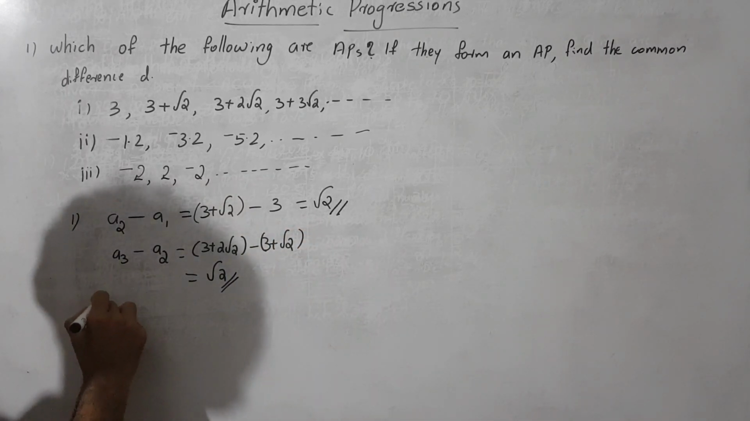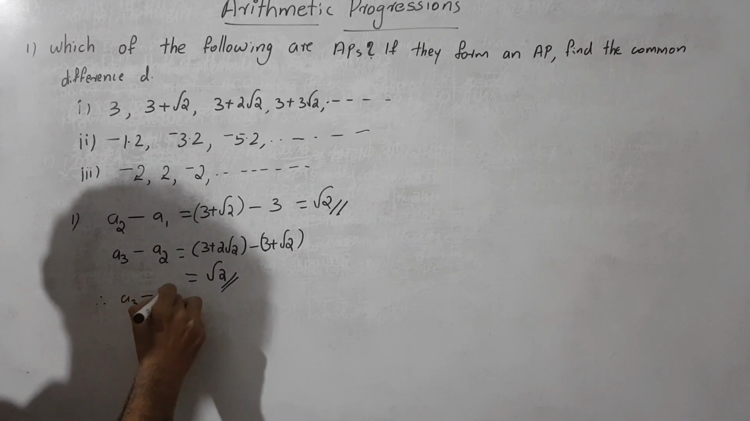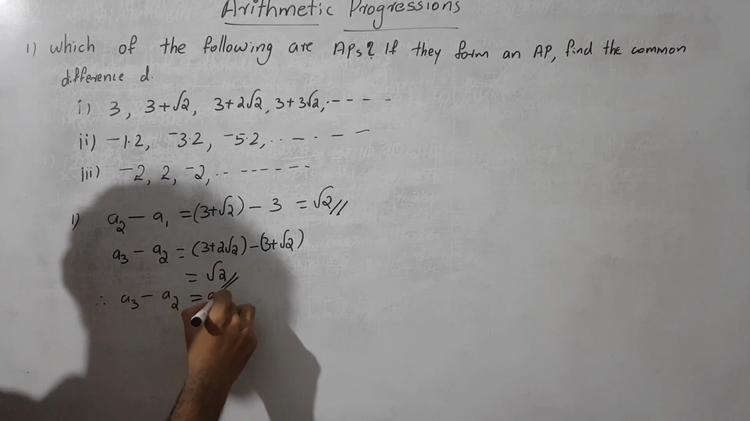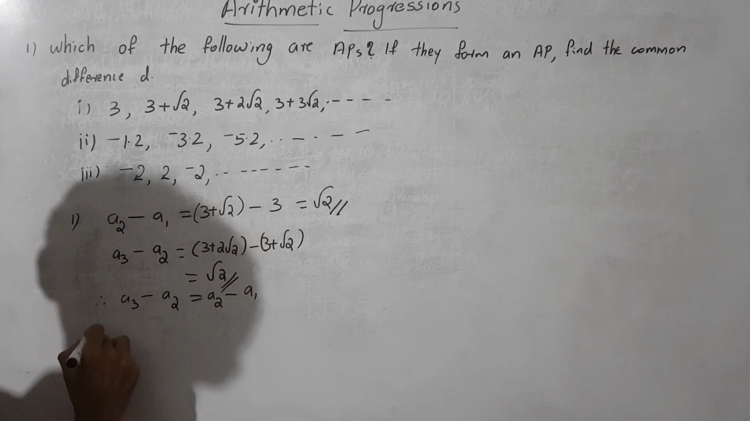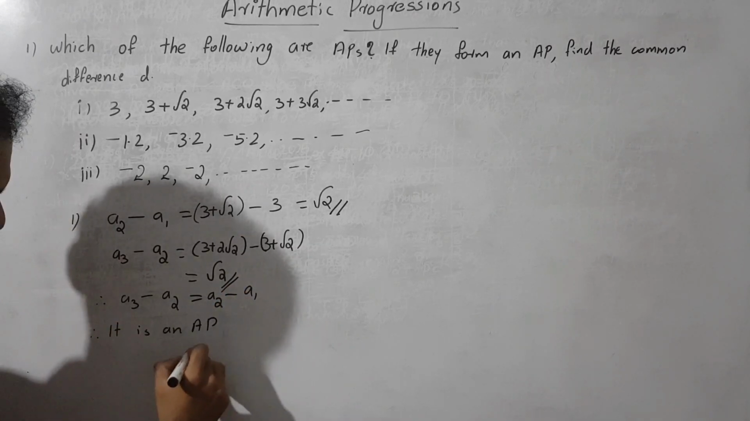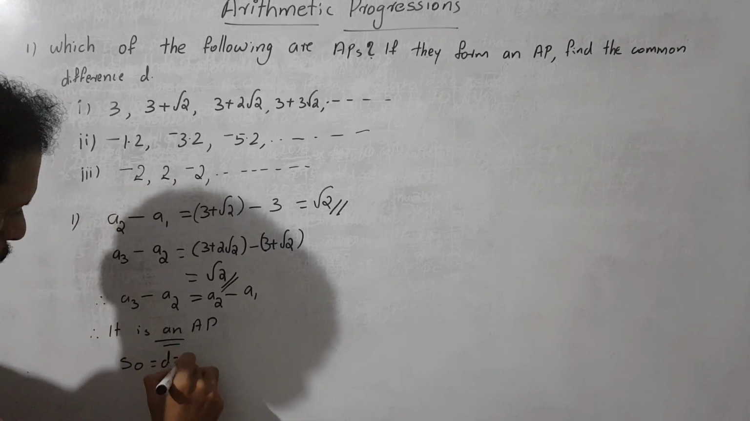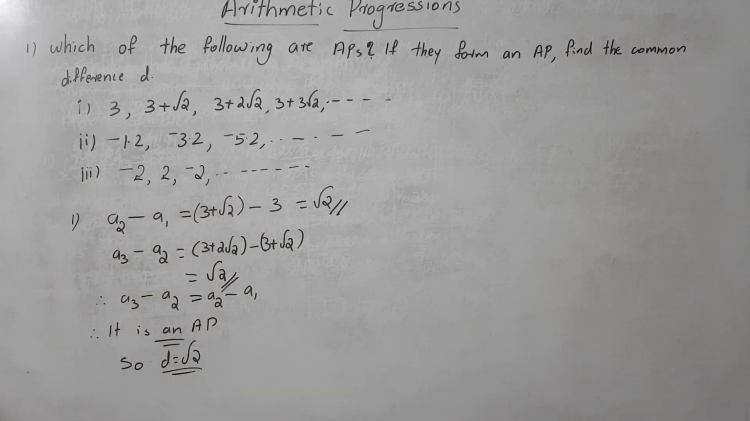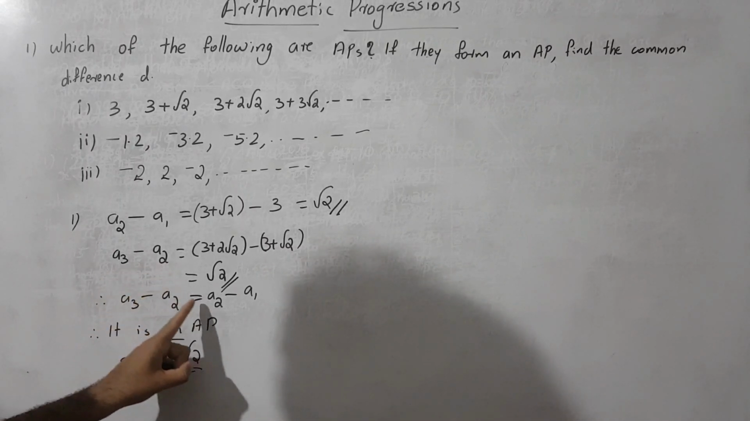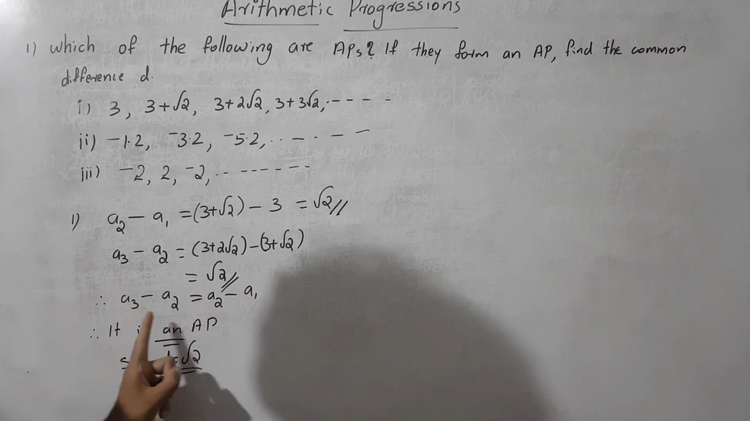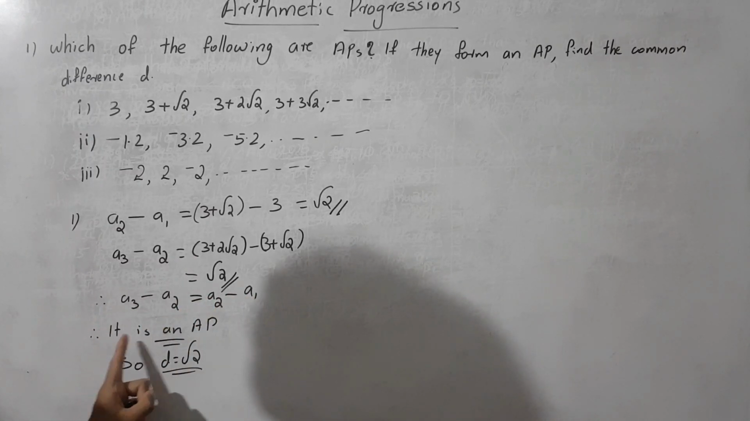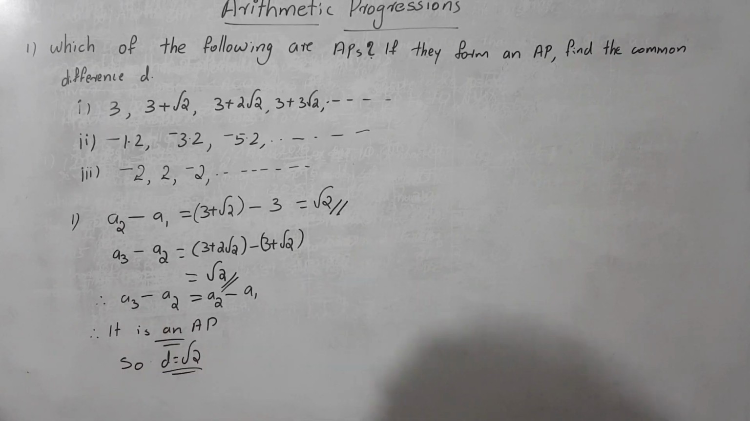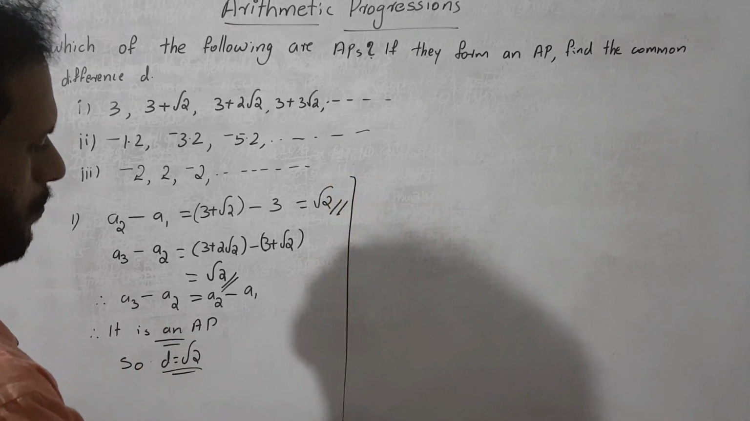Therefore A3 minus A2 is equal to A2 minus A1, therefore it is an AP. So D is equal to root 2, the common difference is equal to root 2. A3 minus A2 equal to A2 minus A1 means that we have a common difference, so it is an AP. What is the value of D? D is equal to root 2. Then we check the second one.